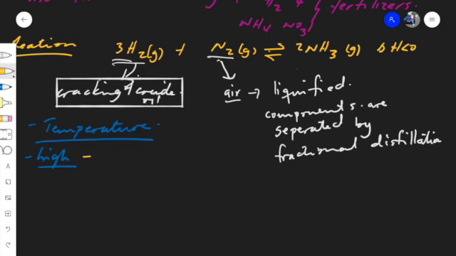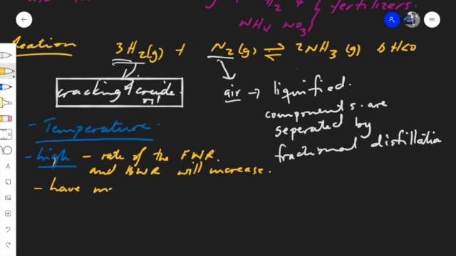what happens is that the rate of the forward reaction and the backward reaction will increase. Well, why does it increase? It increases because you have more collisions.